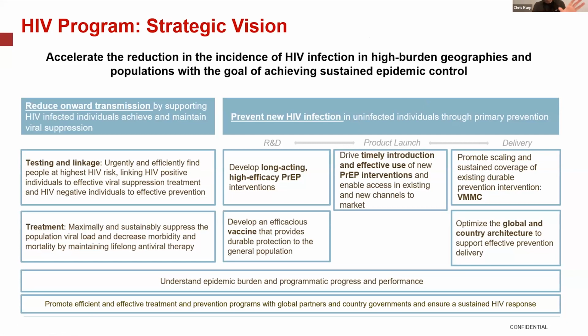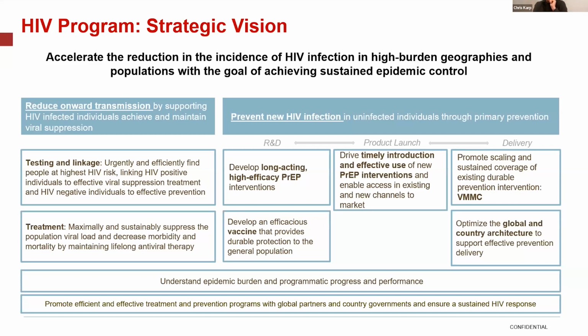So on the left here, reduction of onward transmission by supporting HIV-infected individuals to achieve and maintain viral suppression. And on the right, prevention of new HIV infection in uninfected individuals.